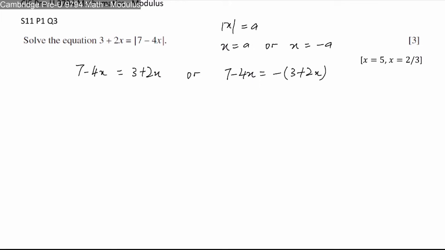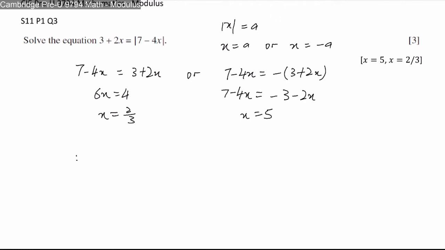For the first one, we will have 6x equal to 4, where x is equal to 2 over 3. And for the second one, just be careful of the negative sign. The negative sign is for the 3 plus 2x, so just expand it and solve it carefully from there. If we solve it carefully, we get x equal to 5.